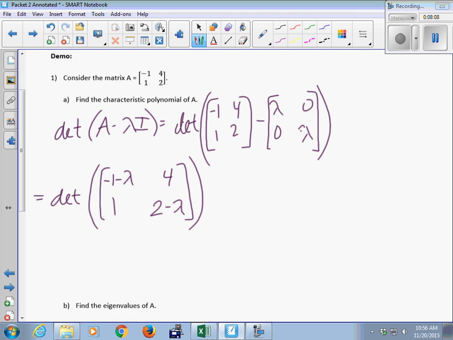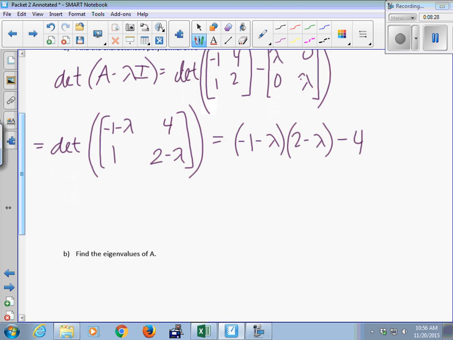All right, how do you find the determinant of a 2 by 2 matrix? AD minus BC. So this is just going to be -1 minus lambda times 2 minus lambda minus 4. A times D minus B times C. And then I can simplify that, and I get lambda squared minus lambda minus 2 minus 4, which is minus 6.